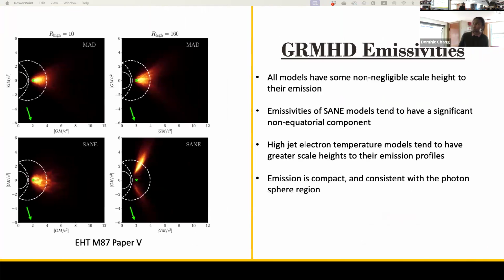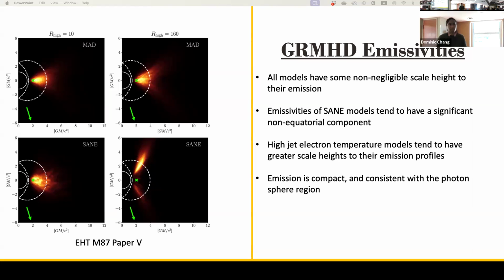These are essentially the conclusions that we take from just looking at these GRMHD solutions. All the models have a non-negligible scale height. The two models on the bottom tend to have significantly more scale height than the MAD models, but nonetheless, there's some non-negligible scale height to them all. And the scale height, or the emission location that you observe, tends to depend on the electron temperature models that you put into the model.